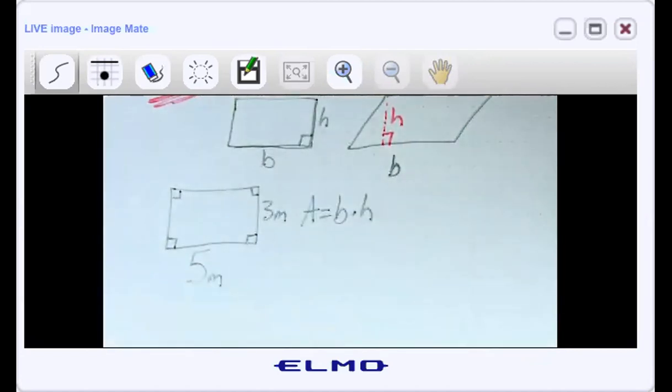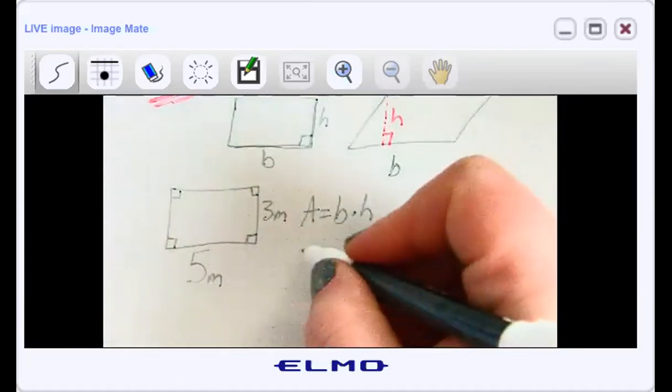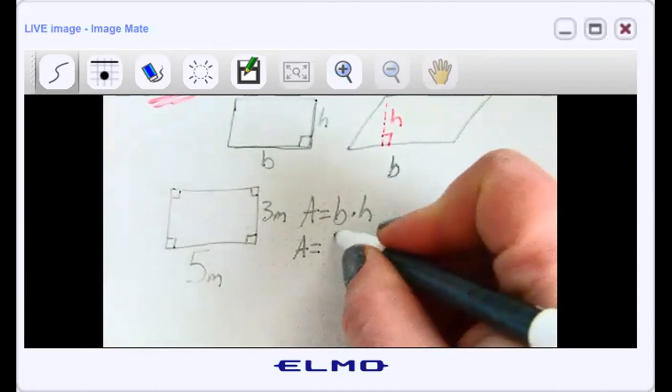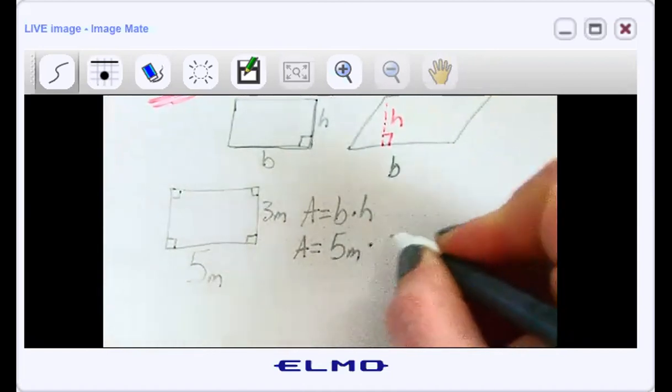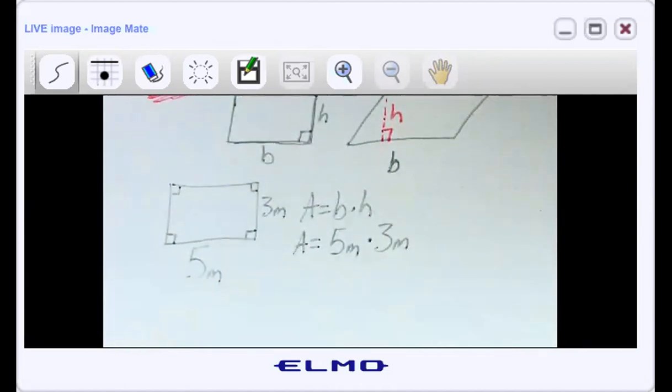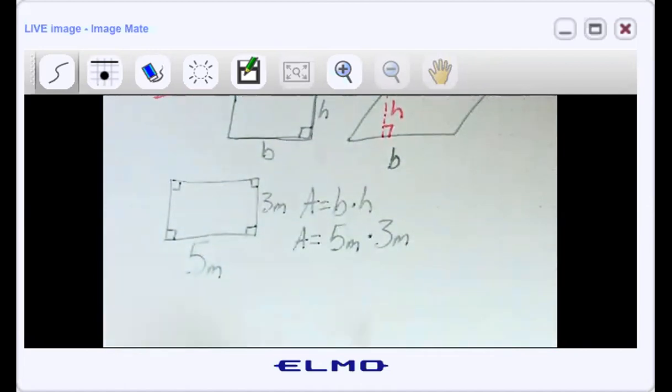Now again, who's the base, who's the height? It doesn't matter. It literally doesn't matter. I'm just taking the two sides and multiplying them together. But check this out. Watch what happens with the units. So I'm going to call 5 meters my base and 3 meters the height. Think back to algebra. What happens when you have meters times meters? What do you get?